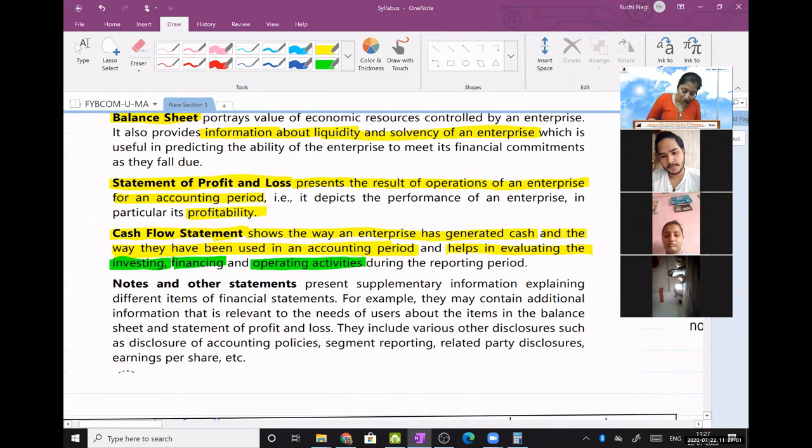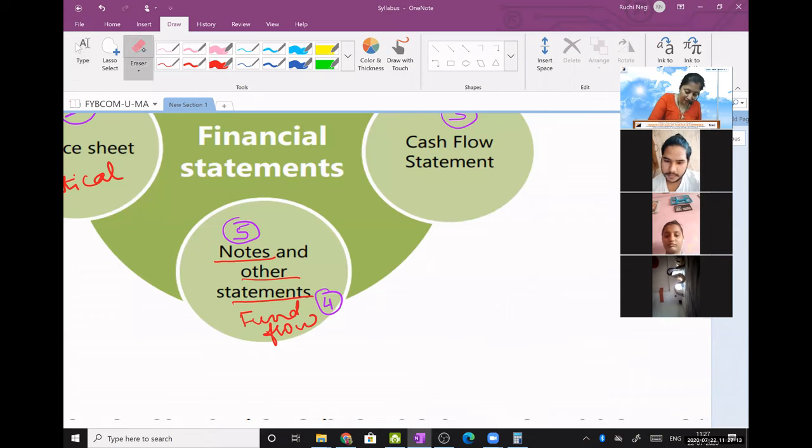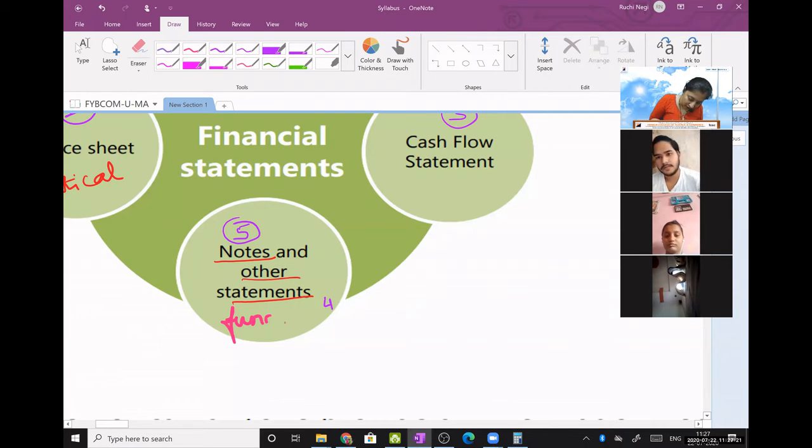Next, notes to accounts and other statements. I told you what comes in other statements. In other statements, your fund flow statement comes. Is it clear? What comes in other statements? Your fund flow statement comes. I am writing it here: fund flow statement.